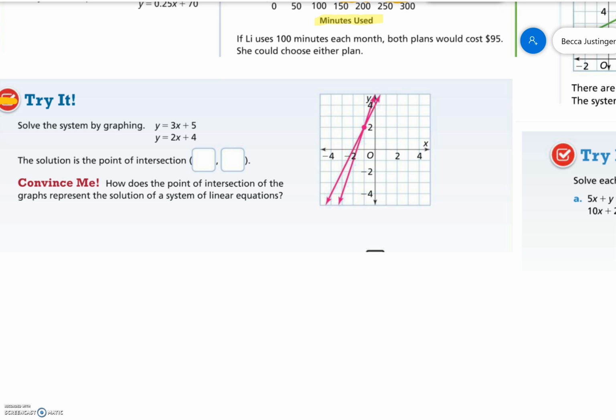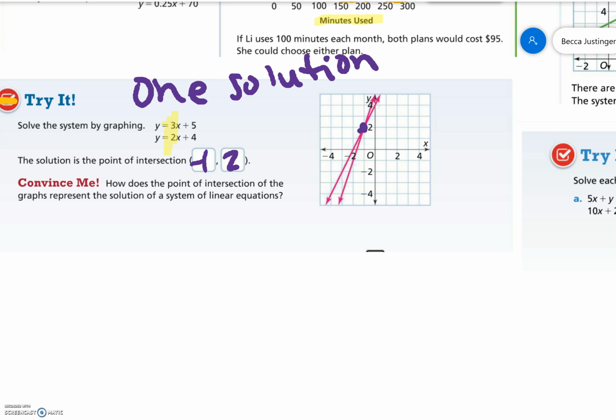So they have y equals 3x plus 5 and y equals 2x plus 4. Again, just as a review, since I see my slopes are different, I know there is one solution. That one solution is where the lines intersect. And you can see right here, that point is at negative 1 in the x and 2 in the y. How does the point of intersection of the graphs represent the solution of a system of linear equations? The point of intersection, so that's the ordered pair.